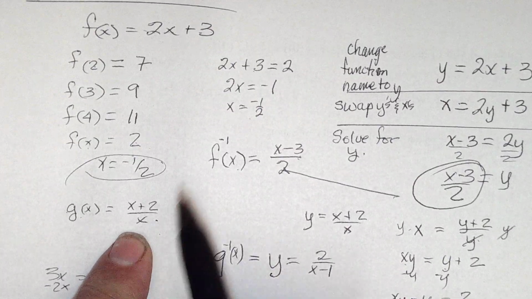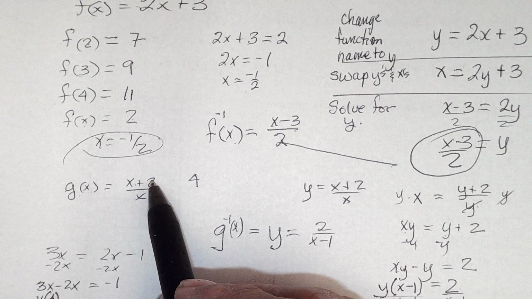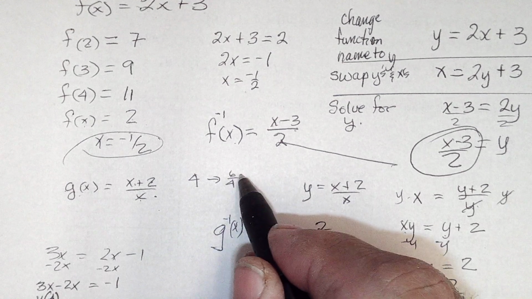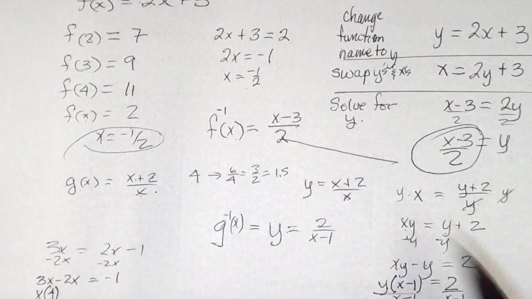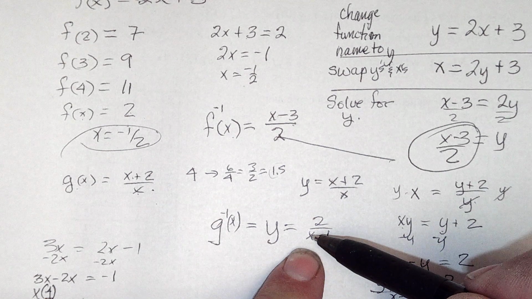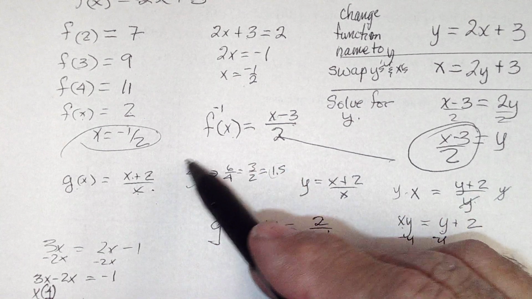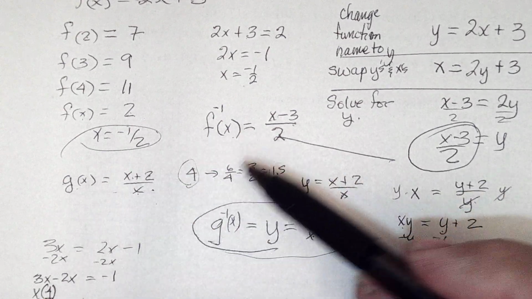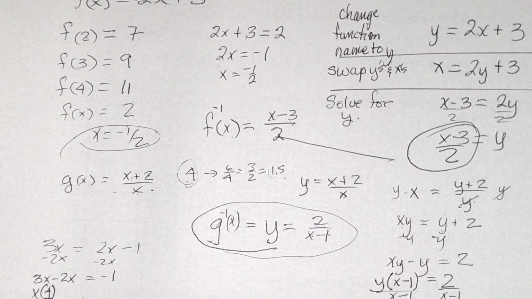Let's check. If I put in, let's say, 4. 4 plus 2 is 6 divided by 4. 4 goes to 6 divided by 4, or 3 over 2, or 1 1/2. So, if this is the inverse, I should be able to put in 1 1/2 in here. 1 1/2 minus 1 is a half. Half into 2 goes 4 times, and I get back to my 4. So this is the inverse. Whatever this does to x's, this takes it back. That's what an inverse function does.